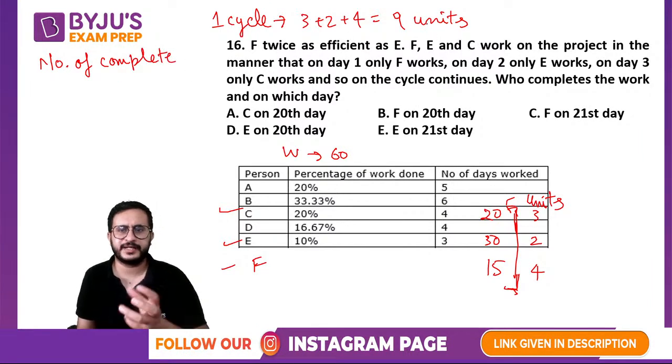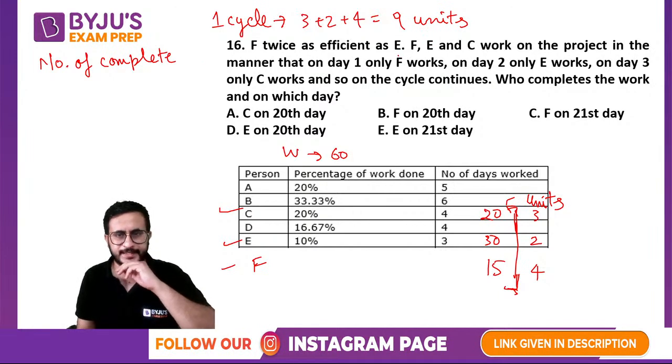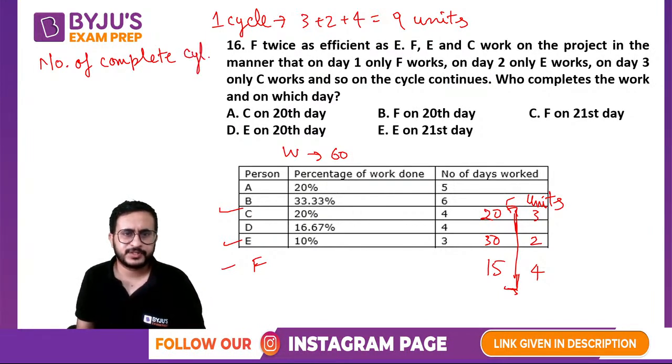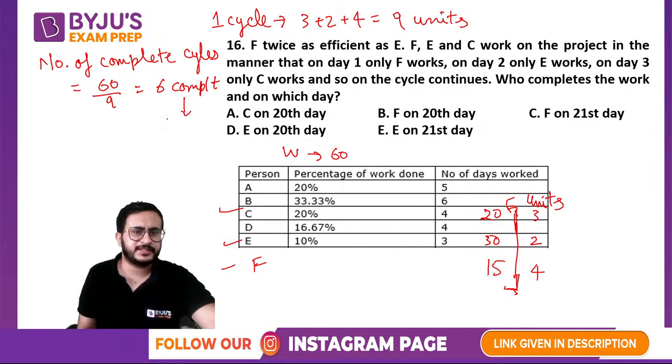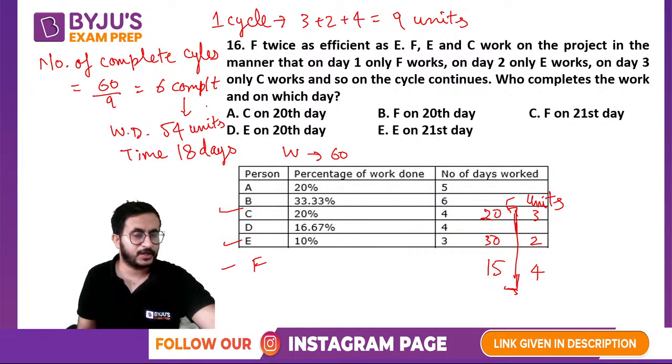इसे कैसे करते हैं? Do not directly divide 60 by 9 and tell the answer, right? Complete cycles कितनी हो जाएंगी? Complete cycles will be like 60 by 9, that is 6 complete. 6 कंप्लीट होंगी ना, 7th कंप्लीट नहीं होगी, तो 6 कंप्लीट हो जाएंगी. इसमें कितना वर्क हो जाएगा? Work done is 54 and time is, say one cycle is 3 days, right? 3 people working, so time is 18 days. So 54 units in 18 days is done. Okay, so that is how we find the time.